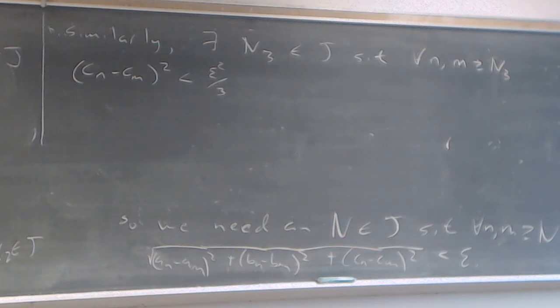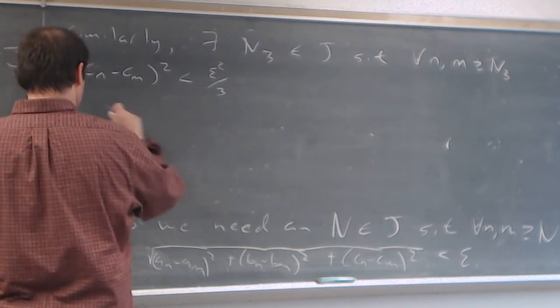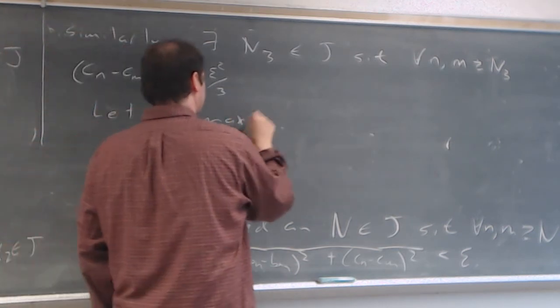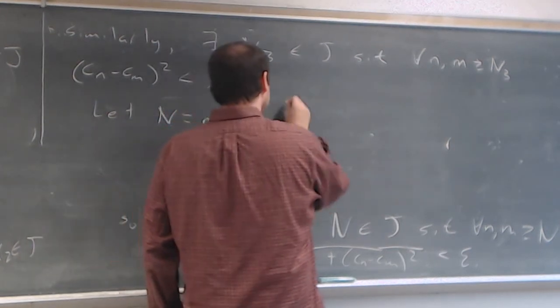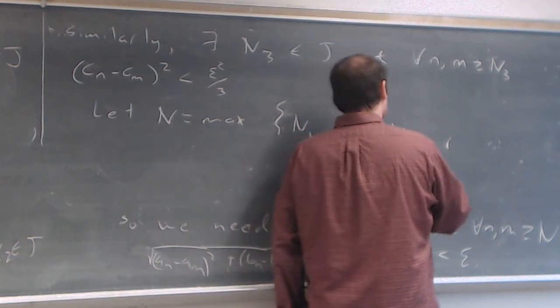Why? So let's stop for a second. Okay, I'm going to write this down, and then we're going to think through it. So I'm going to let n equal the maximum of n sub 1, n sub 2, and n sub 3.